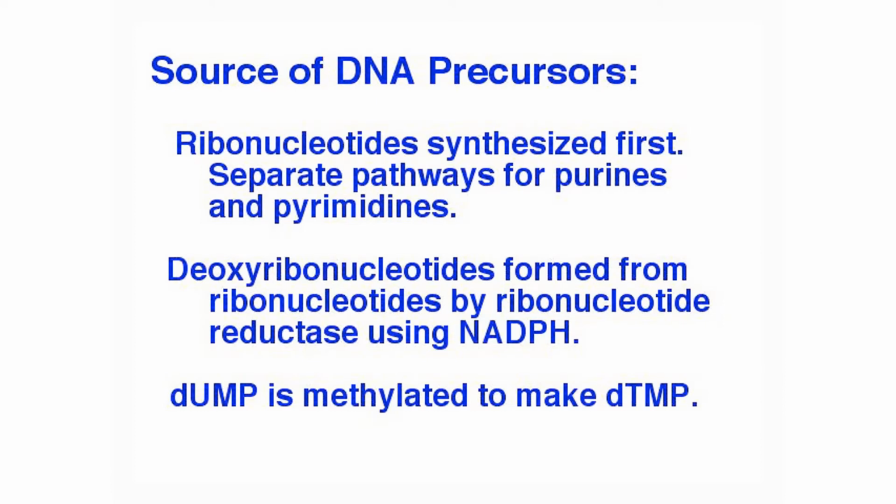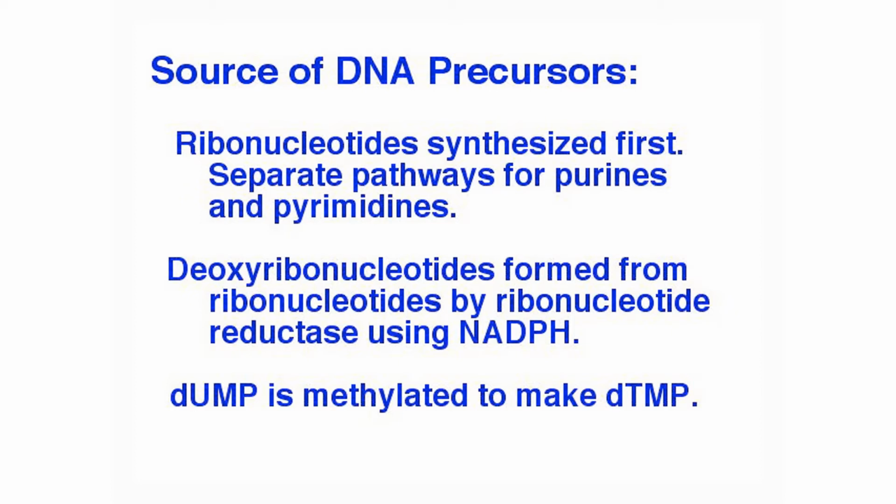All of the precursors to DNA can be synthesized de novo from simple organic and inorganic molecules such as carbon dioxide, the ammonium ion, glutamine, aspartate, and glycine. There's a definite order to the synthesis of nucleotides. The ribonucleotides are made first, with distinct pathways being utilized for the biosynthesis of purines and pyrimidines, and we will look at these separately.